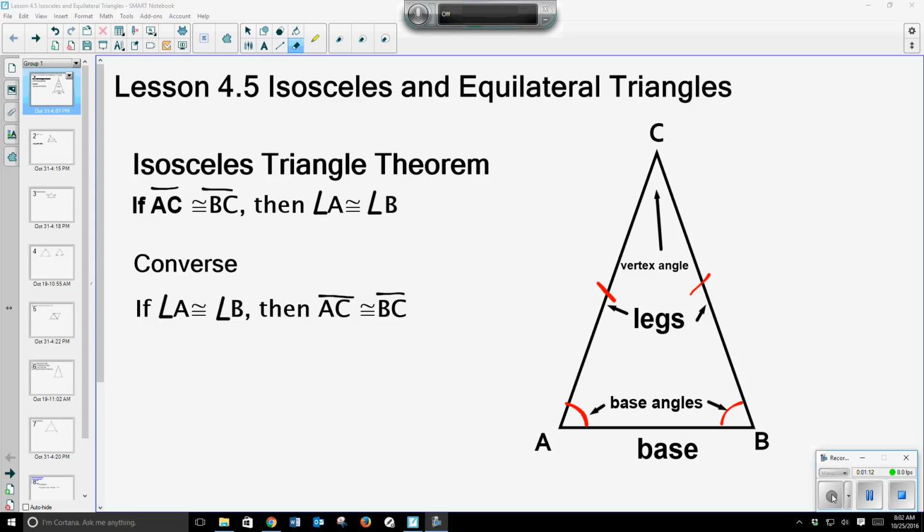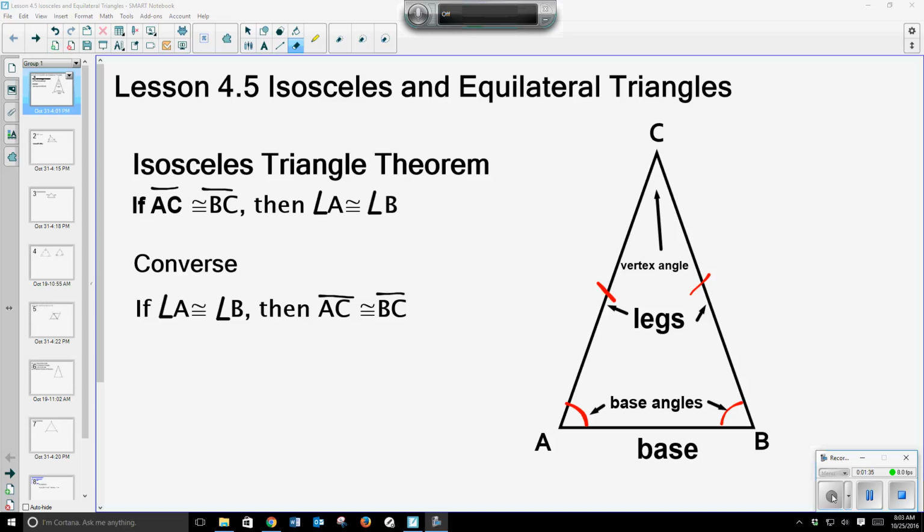So the isosceles triangle theorem is stating that if you know these two sides are congruent, you don't have to be told that the two base angles are congruent. They just are. If it's an isosceles triangle, or if you only know that the two legs are congruent to each other, you don't have to be told that the base angles are congruent. They just are.